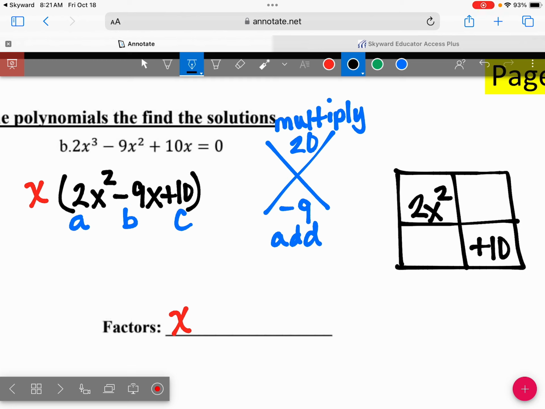So anyone know what those numbers would be? They multiply to be 20 and add to -9. So what'd you say, Nehemiah? Or somebody said it. Did you say it, Daniel? What'd you say? -5, -4. Who agrees? So those would be my two numbers. So we're going to put those inside of my box. And now we're going to take out the GCF.